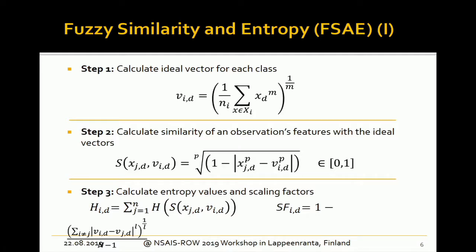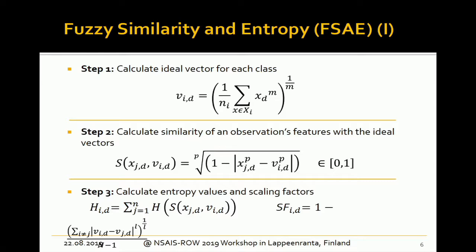One can argue whether that is sufficient. Actually, in the other approach, we extend this kind of framework, but it's more computationally heavy in order to find multiple points that represent the class well. But we have one ideal vector per class that represents that class. Then, in the second step, we calculate the similarities of the observations.